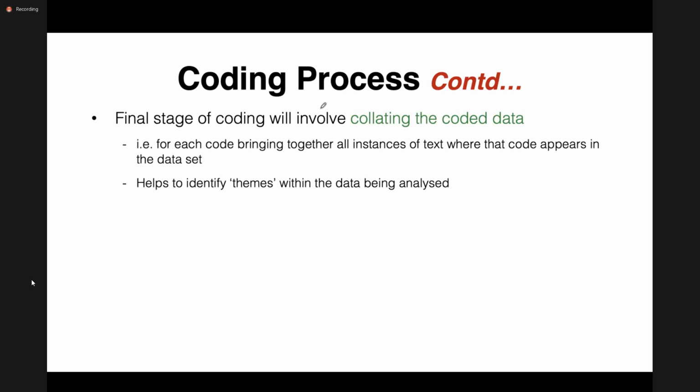Okay, so that's the coding process. Once you have finished your coding, and you can't identify any new codes by going through the data, then the final thing you have to do after that is to collate all your coded data. So what that means is try and bring together all the data you have coded under each code.